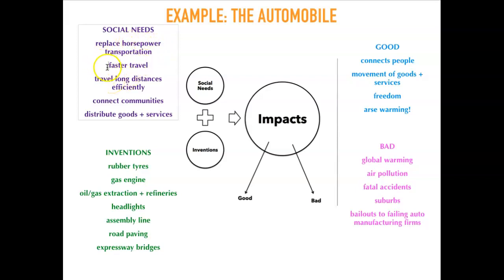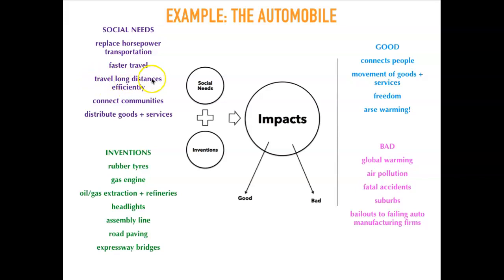Another social need is the ability to travel more quickly from place to place. So an automobile does that beautifully. Even though the early ones were not very quick at all, it was still better than walking and better than dealing with a horse.